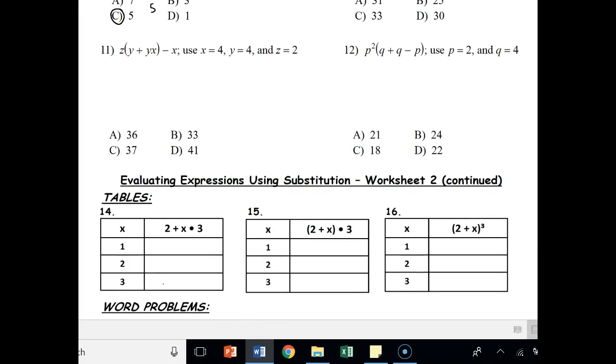Number 11, we have 3 variables this time. We have x is equal to 4, y is equal to 4, and z is equal to 2. Okay, so on the outside for number 11 we have 2 parentheses 4 plus 4 times 4. So watch what I do here. I'm going to put this in parentheses and the other 4 in parentheses, and then I'm going to close my parentheses, right? And then minus 4. I just put these in parentheses, so I don't think I have 44.